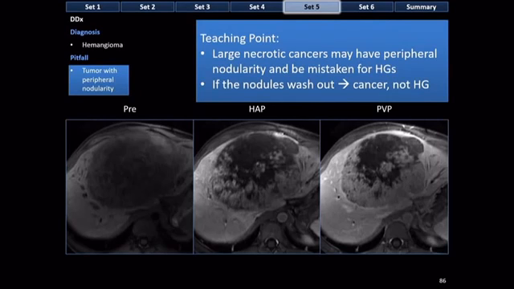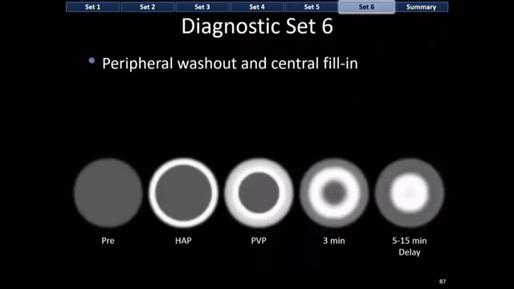And I see mistakes like this probably 5 times a year where a cancer is interpreted as a hemangioma when it's not. Last diagnostic set, home stretch, peripheral washout. Now, what do we mean by peripheral washout?